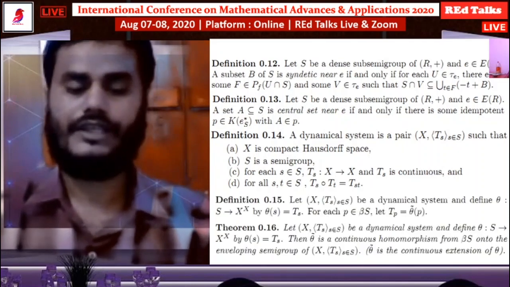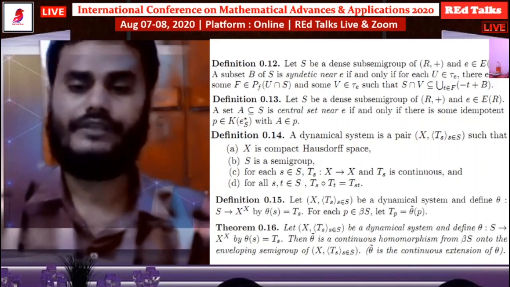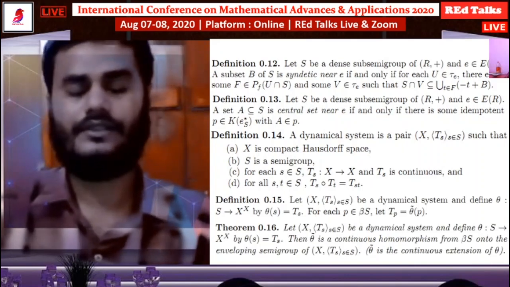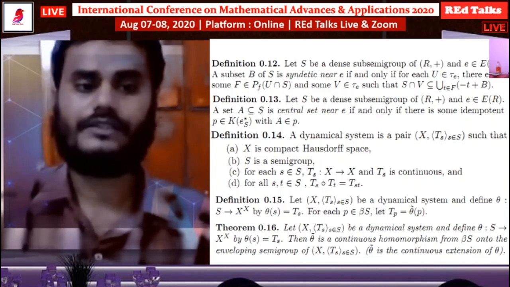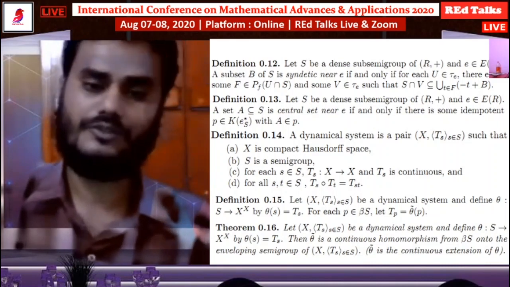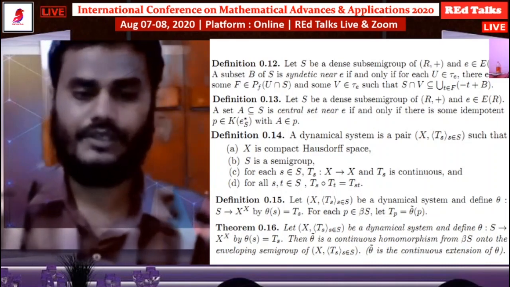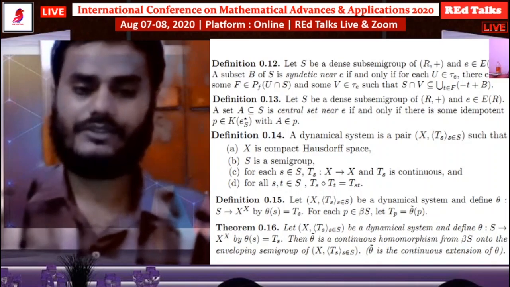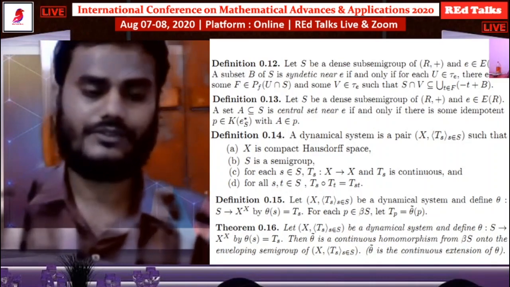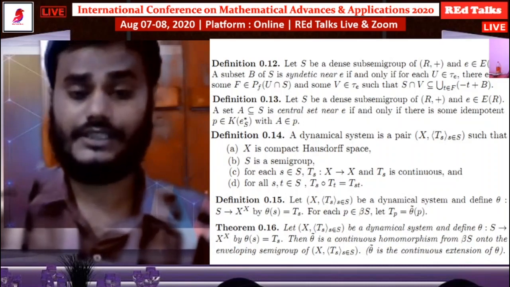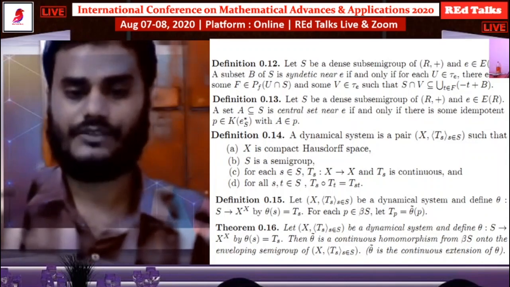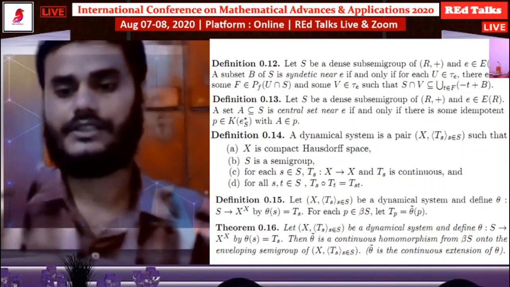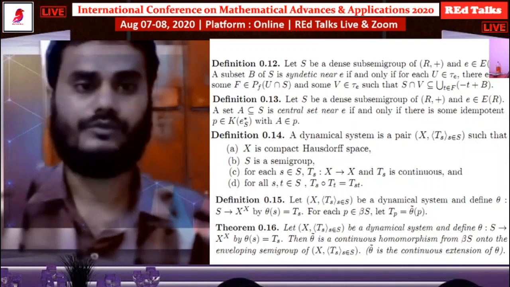Definition 0.15. Let (X, ⟨T_s⟩_{s∈S}) be a dynamical system. We define θ as a mapping from S to X^X, the set of all functions from X to X with the product topology, θ(s) = T_s. For each p in βS, let T_p = θ̃(p). Let (X, ⟨T_s⟩_{s∈S}) be a dynamical system and define θ from S to X^X by θ(s) = T_s. Then θ̃ is a continuous homomorphism from βS onto the enveloping semigroup of (X, ⟨T_s⟩_{s∈S}), where θ̃ is the continuous extension of θ. For the enveloping semigroup, see reference 2.